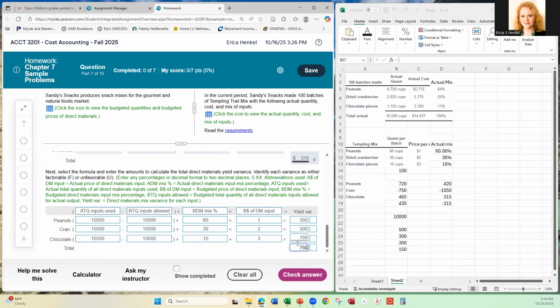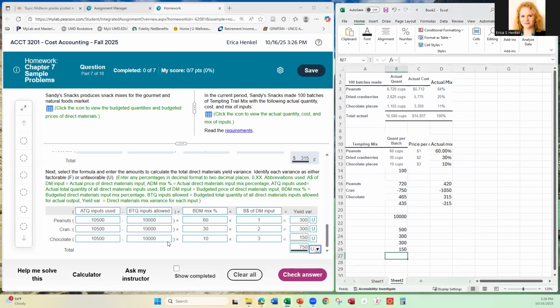So they're going to combine together here, right? And so we've got here, because we used total quantities more than budgeted, all of these are unfavorable. So overall, it's unfavorable.